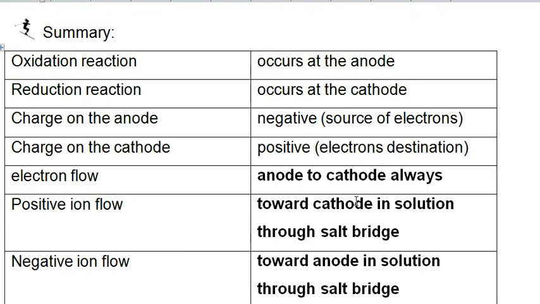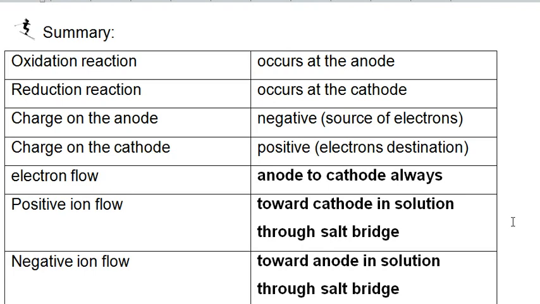So, a little bit of a summary on voltaic cells. Oxidation reaction always occurs at the anode. Always occurs at the anode. The reduction reaction always occurs at the cathode. Reductions at the cathode, oxidations at the anode. The charge assigned to the electrode: in a battery you have a negative terminal and a positive terminal. The charge on the anode, that's our negative electrode. The reason we assign it that way is because it's the source of electrons.